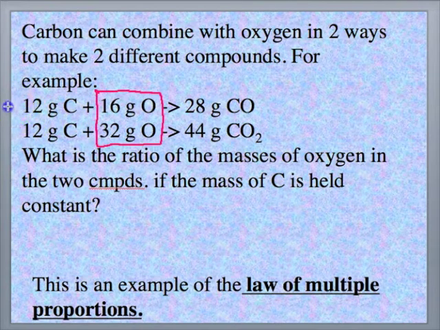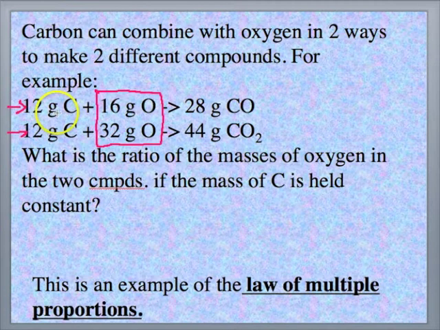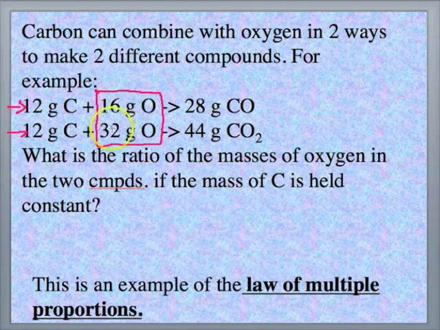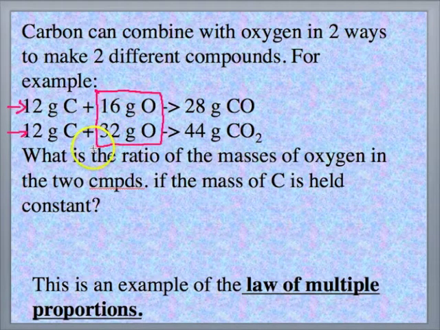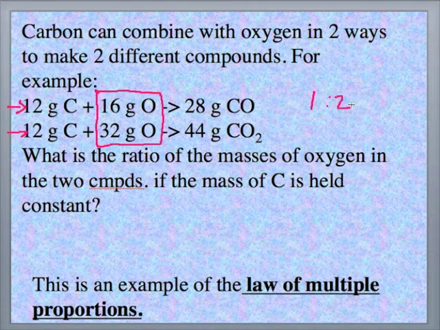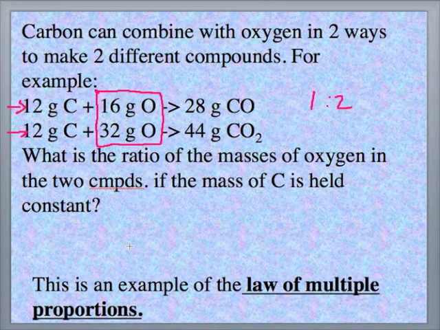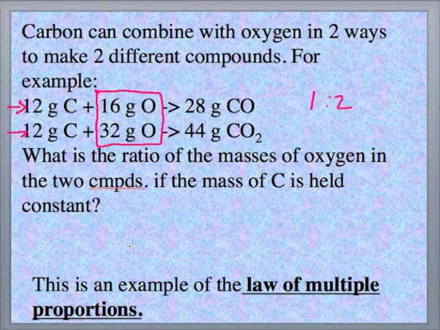If we compare the mass of the oxygen while the carbon is at 12 grams in each one of the situations, what do we see here? 16, 32. You see that that is a whole number relationship? Do you see that that's a 1 to 2 relationship? That is an example of the law of multiple proportions. It's a little bit more complicated to state this law than the others and to understand it, so we'll spend a little more time with it.